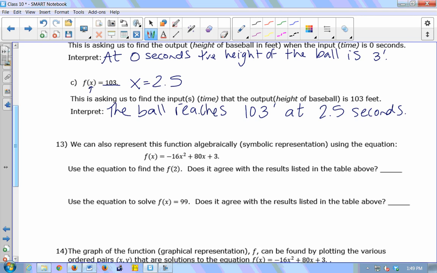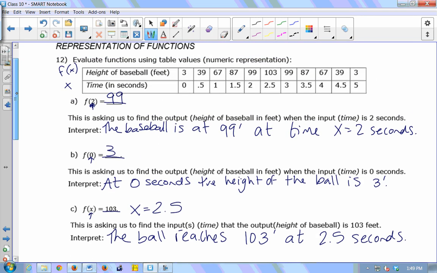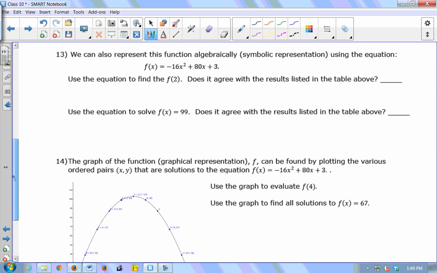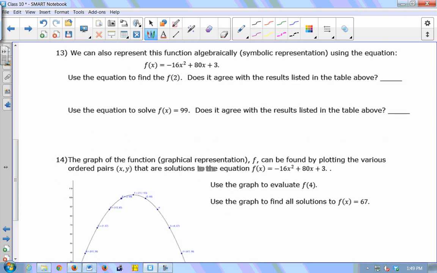So that's a table of values, right? We have a table of values for the height of the ball at various times. We could also use a formula that tells us the height of the ball at various times. So here's my formula, negative 16x squared plus 80x plus 3. And instead of writing y equals, I wrote f of x equals. So I'm using this new notation, a fancy way of writing a y. I want to use the equation now instead of the table to evaluate f of 2.